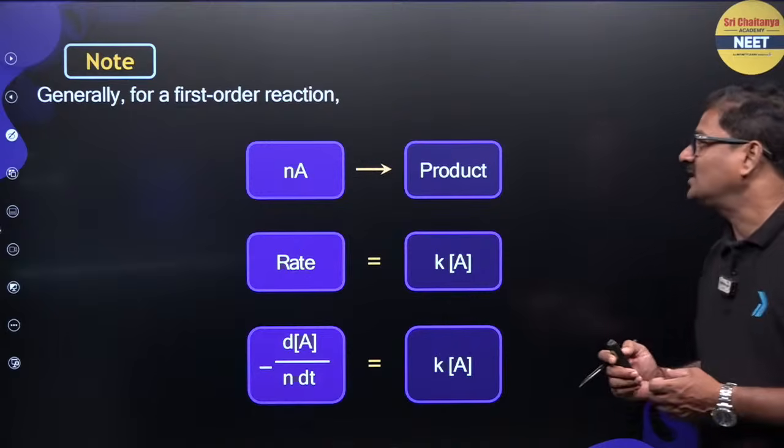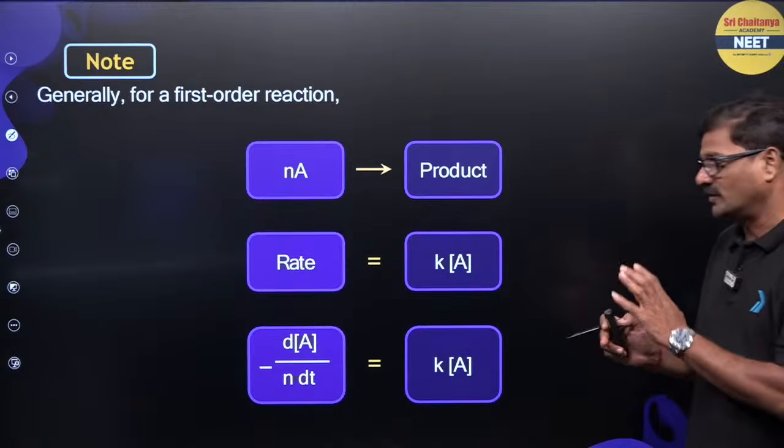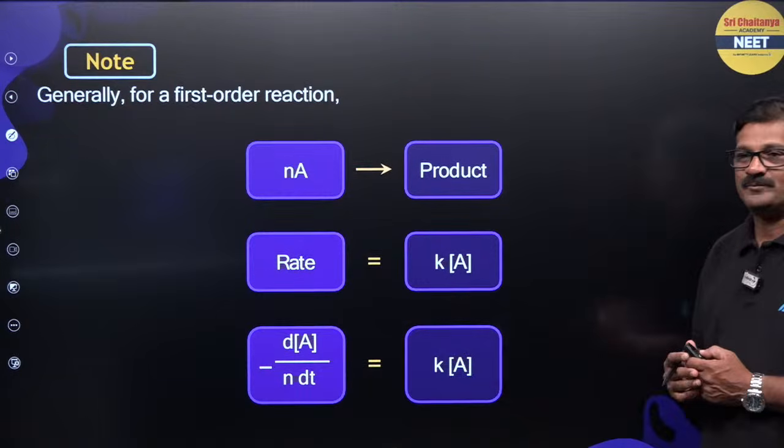And also, generally for the first order reaction, n number of moles gives rise to a product. Rate is equal to Ka, and minus dA by n dt is equal to K.